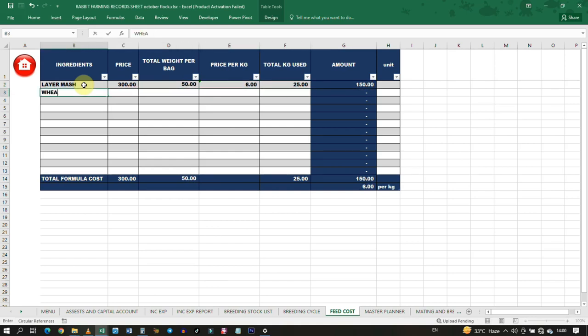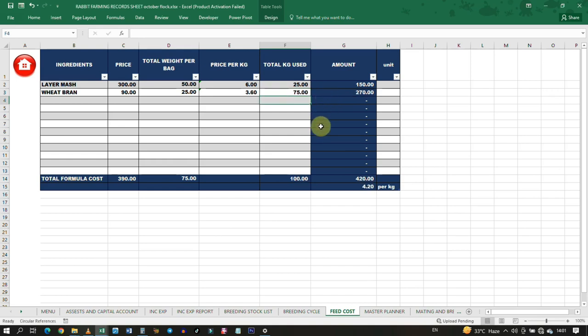And then let's say wheat bran. Price is now 90, I think. Then the kilo is 25. When you come here to determine the price per kilo, just use this symbol, a small square box, and drag it over. So you know that the cost per kilo for wheat bran now is 360. Then the total used, there is a proportion we mix. I think layer mash goes with 3 bags of wheat bran. So now you have it at 75 kilo.